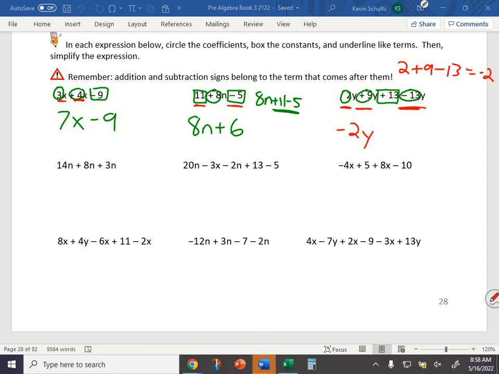Jeffrey, turn around, please. And then our constant, that plus 13, we can't combine anything with because it's our only constant, is going to just come along at the end. Okay? Any questions on this?